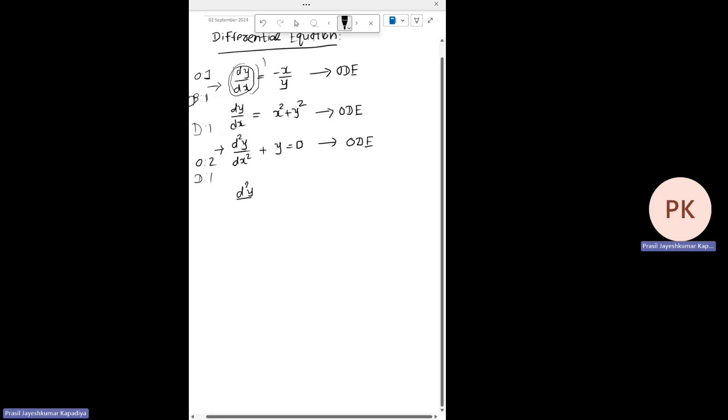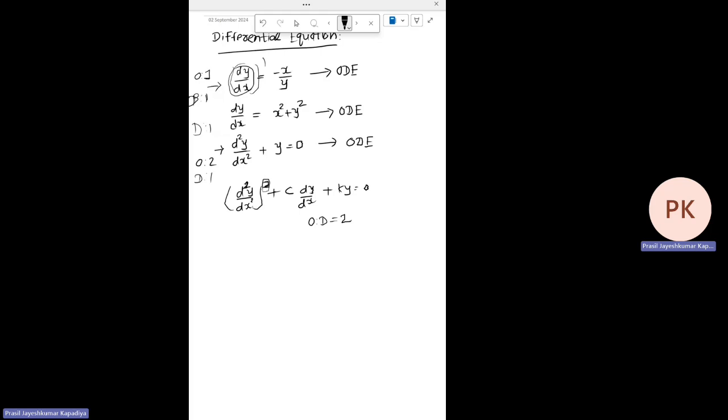Okay, let's take this example. d square y by dx square whole square plus c into dy by dx plus ky is equal to 0. Here order is 2, and the power of the highest order derivative is 2. So here order and degree both are equal to 2. So these are called ordinary differential equations. What is called a partial differential equation? Any equation involving partial derivatives of one or more functions with respect to one or more of the independent variables.